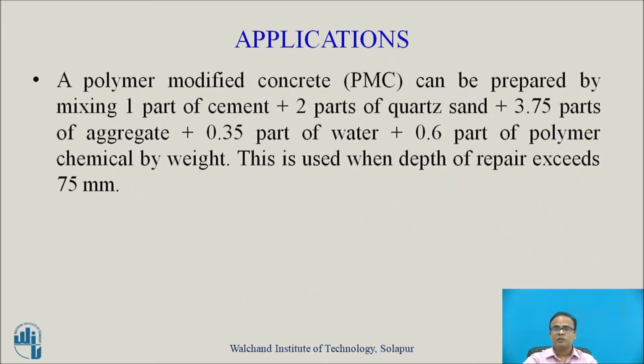A polymer modified concrete, that is PMC, can be prepared by mixing 1 part of cement plus 2 parts of quartz sand plus 3.75 parts of aggregate plus 0.35 parts of water plus 0.6 part of polymer chemical by weight. This is used when the depth of repair exceeds 75 mm.